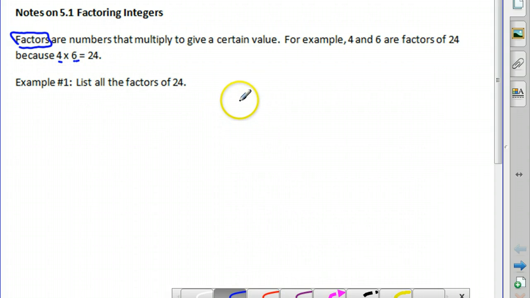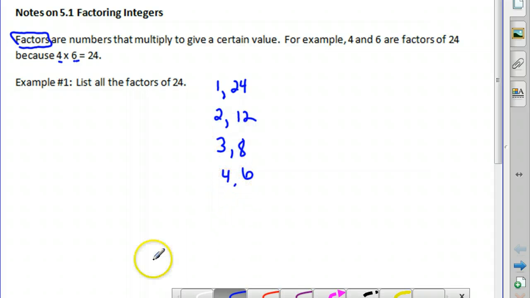So let's list all the factors of 24. Well, let's start with 1 and 24. That would be the smallest positive integer that can go into 24 is 1. Any number will always have factors of 1 and itself. But we also know since 24 is even, 2 goes into 24, so 2 times 12 will give us 24. And we also know that 3 goes into 24, so 3 times 8 would be 24, so 3 and 8 are factors of 24, and then 4 and 6. So these are all the factors of 24.